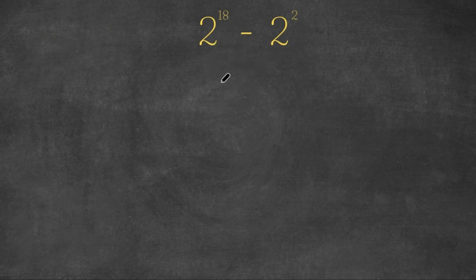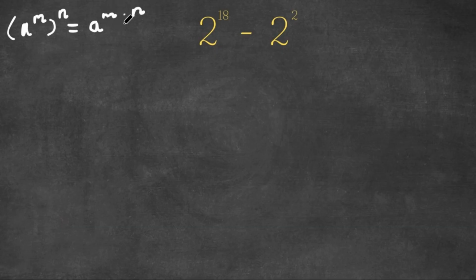Now, what I'm first going to do is simply ignore this 2 squared, and let's focus here on 2 to the power of 18. So if we have something in the form a to the power of m to the power of n, this can be written as a to the power of m times n. And this same thing also works vice versa. If we have something in the form a to the power of m times n, this can be written as a to the power of m to the power of n.